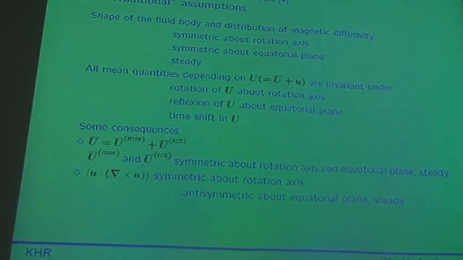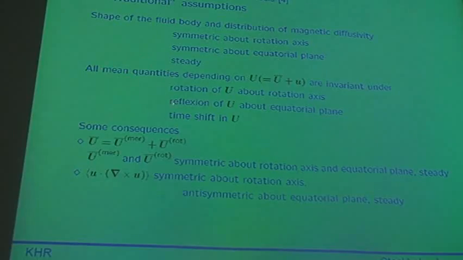I consider here a special kind of kinematic mean field dynamo models, which I call traditional models, with traditional assumptions. Consider a fluid body which has a shape which is symmetric about the rotation axis, symmetric about the equatorial plane, and which is steady, and also the distribution of the magnetic diffusivity should have these properties. So it applies to all models of stars or galaxies also.